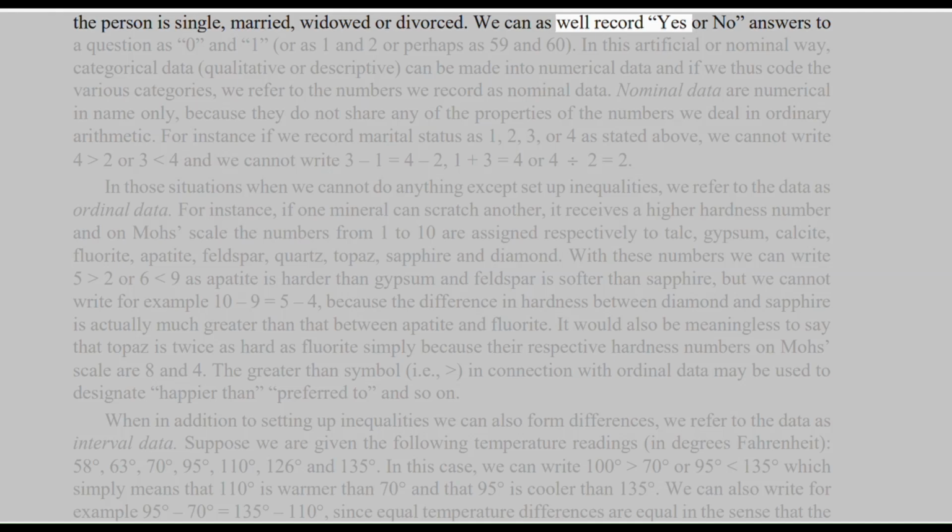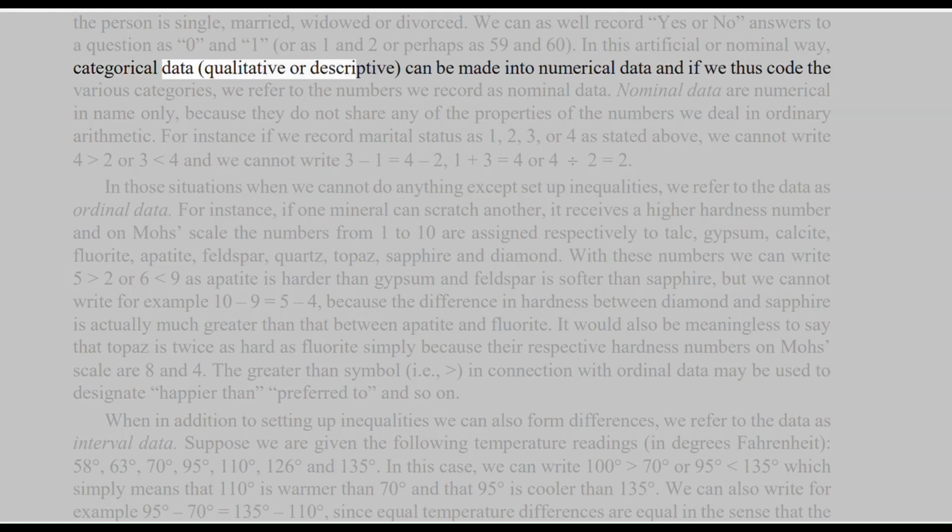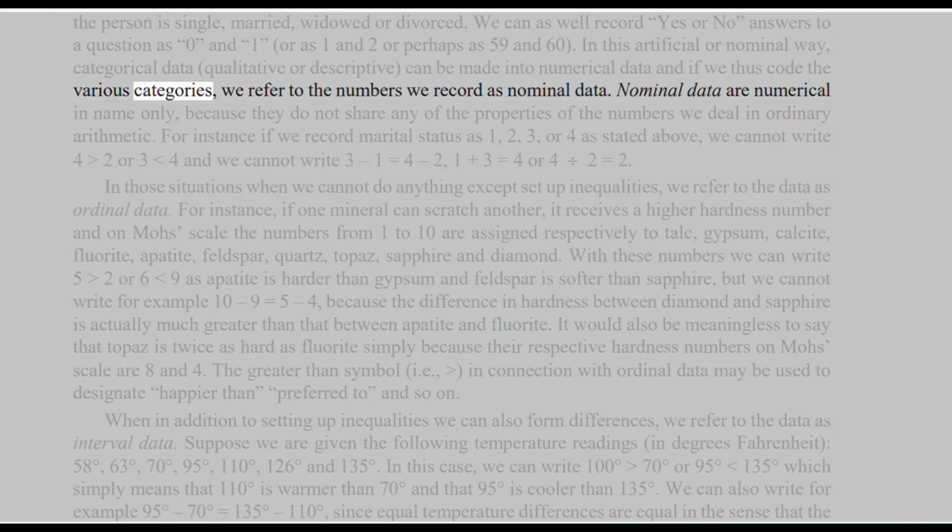We can as well record yes or no answers to a question as 0 and 1, or as 1 and 2, or perhaps as 59 and 60. In this artificial or nominal way, categorical data, qualitative or descriptive, can be made into numerical data, and if we thus code the various categories, we refer to the numbers we record as nominal data.